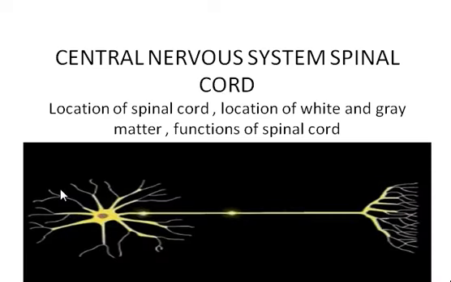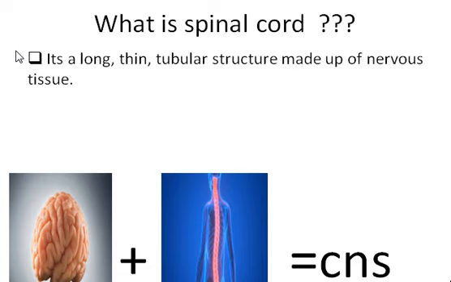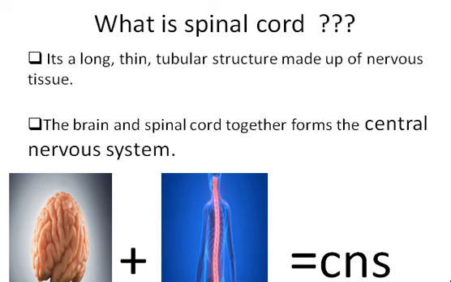This is a picture which can clearly show you the direction of a nerve impulse. So friends, what is the spinal cord? The spinal cord is a long, thin, tubular structure made up of tissue. The brain and spinal cord together form the central nervous system. Though the sentence is very easy, we will learn it in an easier way.